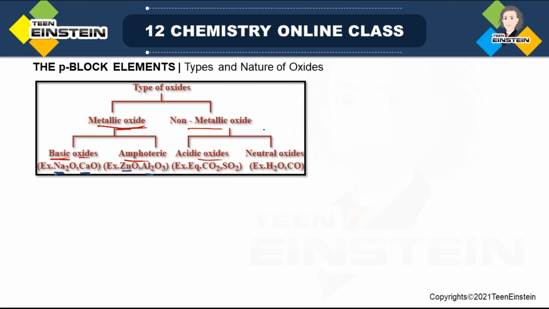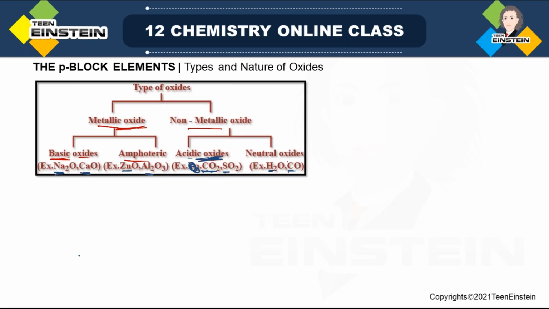Now come to the non-metallic side, acidic oxide and neutral oxide. Here for acidic oxide we have examples of carbon and sulfur, and for neutral oxide we have hydrogen and carbon. If you are thinking that carbon is present as an example on both sides, acidic and neutral, how will you understand? Carbon is a non-metal, that is okay, but here the oxidation state of carbon is different. Here it is +2 in CO, but here it is +4.